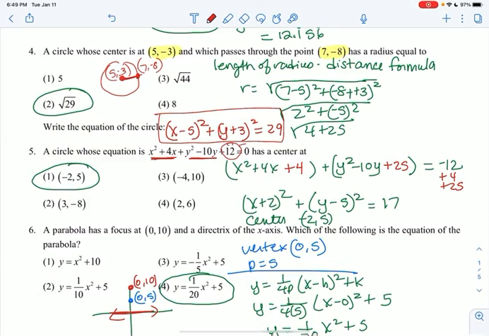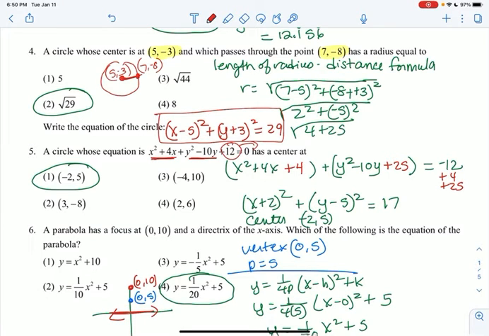This 12 I'm going to move over to the right. So I have to complete the square twice basically. I have x squared plus 4x, I leave a gap. And I have y squared minus 10y, I leave a gap. And that positive 12 I moved over to the right and it becomes negative 12.